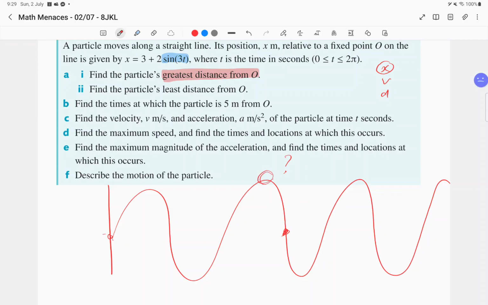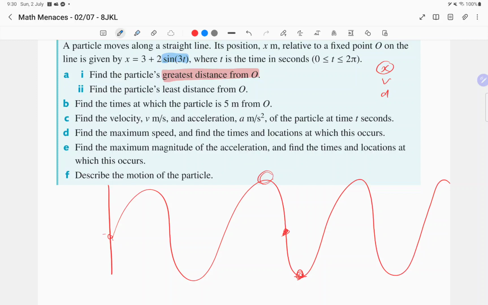How do you find what this point is? Turning point. Yes, it is a turning point. There are 2 turning points, at the top and the bottom. Derivatives for this? You can, but you don't need to. Remember, amplitude. So is the greatest distance just 3? No, not 3. 5. Yes, it is 5.